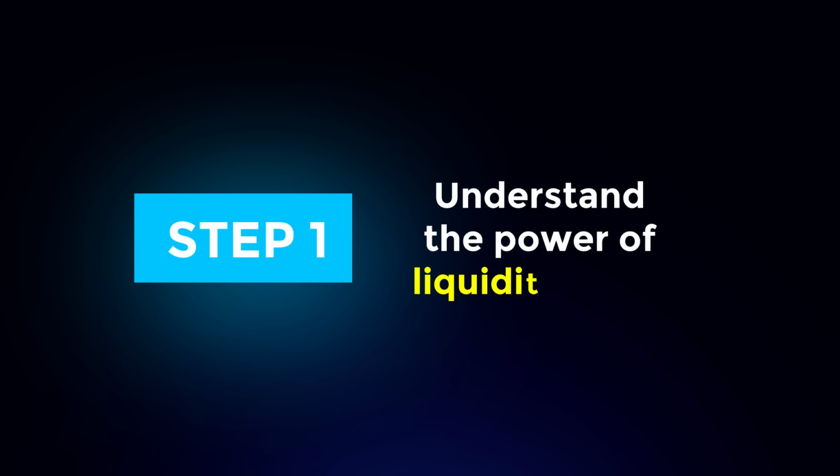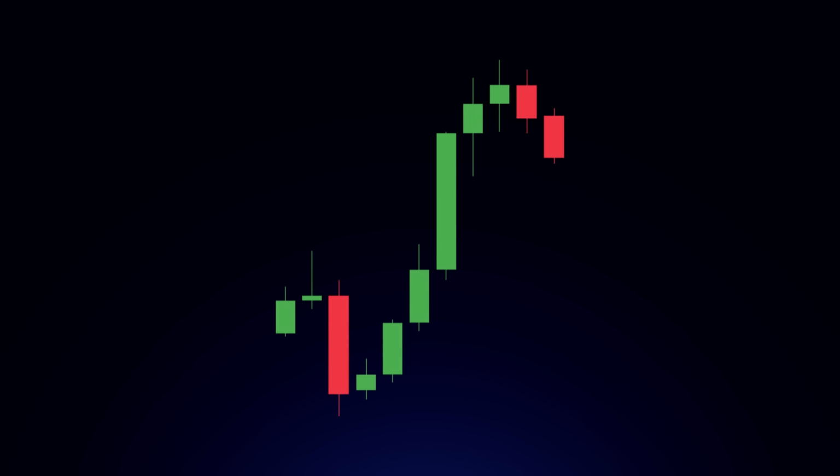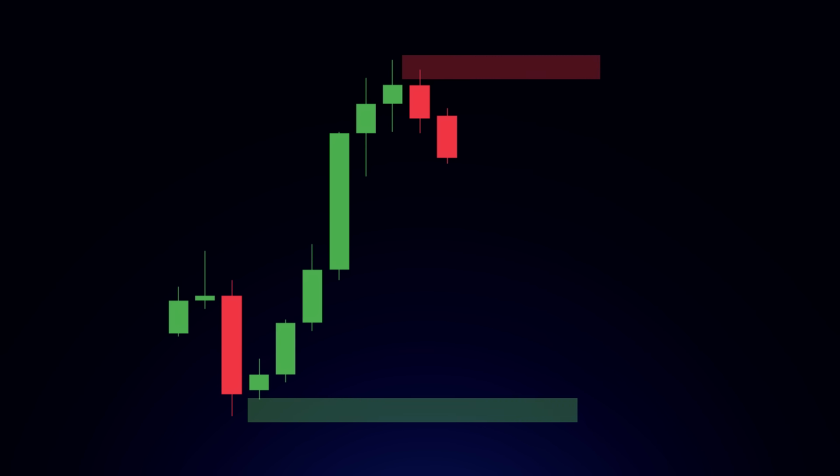Step number 1, understand the power of liquidity zones. Before you can enter with precision, you first need to understand where to enter. And the answer is near liquidity. Liquidity zones are areas on the chart where large volumes of stop losses or pending orders are sitting, often just above previous highs or just below previous lows.